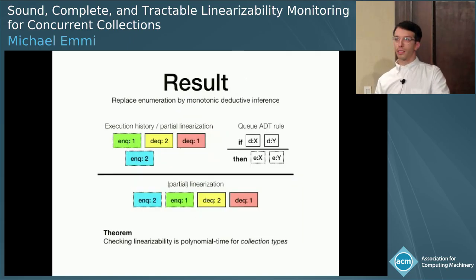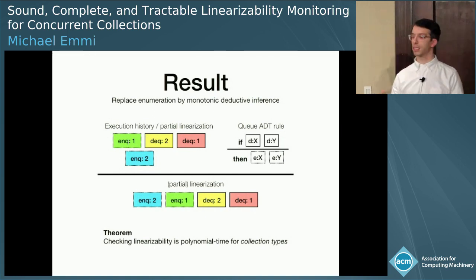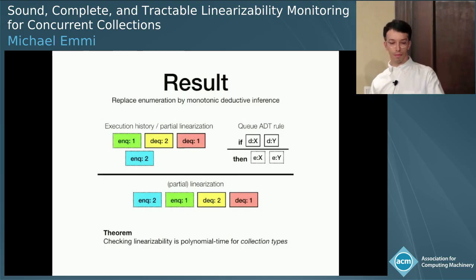Our result is to wonder, well, it seems like for some abstract data types, there's a more straightforward reasoning process that might be possible. So maybe this NP completeness result doesn't hold for every abstract data type, but only in general. And maybe we can point to a finer grained class of abstract data types which have polynomial-time decision procedures. And that's precisely what we're doing in this work. Our main result is that for collection types, their linearizability checking problem is actually polynomial-time.